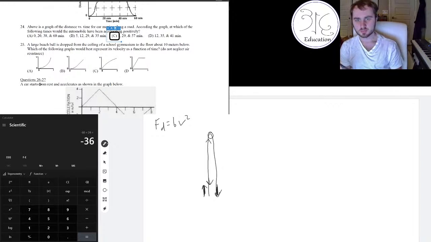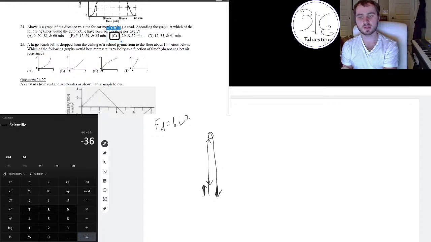We've got a large beach ball dropped from the ceiling of a school gymnasium to the floor about 10 meters below. Which of the following would best represent its velocity as a function of time? Do not neglect air resistance. Okay, I know we said not to, but if we were to neglect air resistance, we would expect a straight line like this, right? Not this flat part, but we would just expect a constantly increasing velocity.